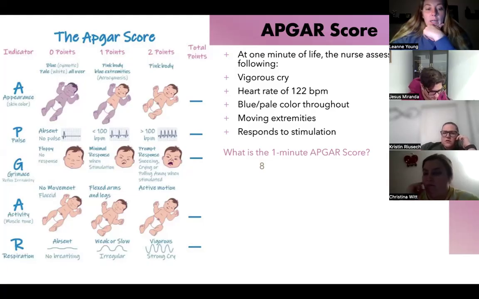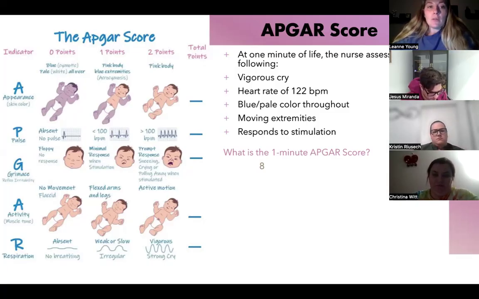Moving extremities. We go down here to activity, which is also our muscle tone, and we see active motion. And that is going to be a 2. And then response to stimulation. We go to our grimace or our reflex irritability, and it says prompt response, sneezing, crying, or pulling away when stimulated. That would be a 2. So we're taking 2 points off for our color, our appearance. Okay, so that would give us an 8.